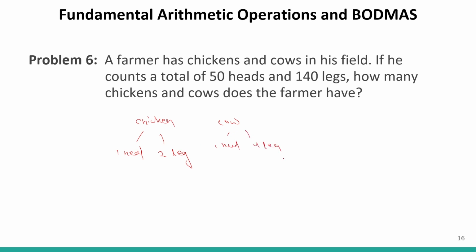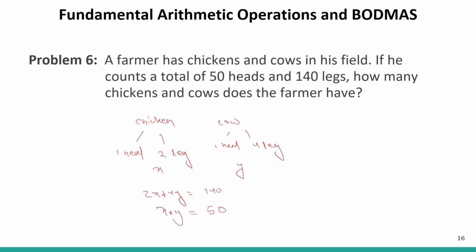A cow has one head and four legs. Let's say the number of cows is y and the number of chickens is x. In general, there are 2x plus 4y legs, which is equal to 140, and the number of heads is x plus y, because both have only one head. That is equal to 50.